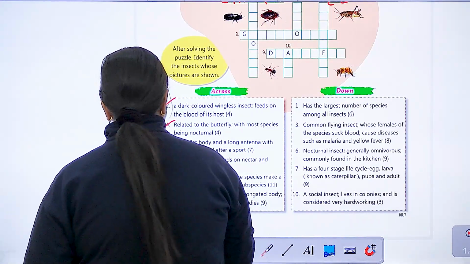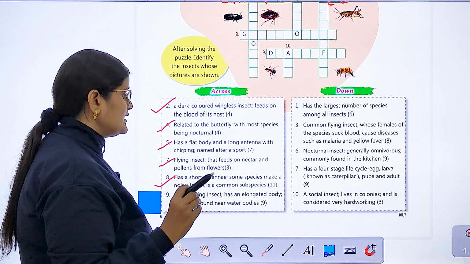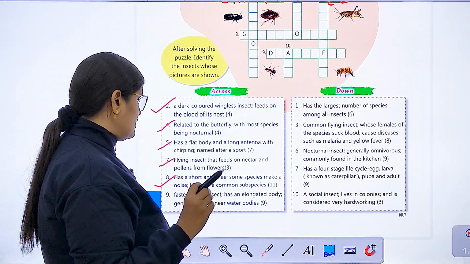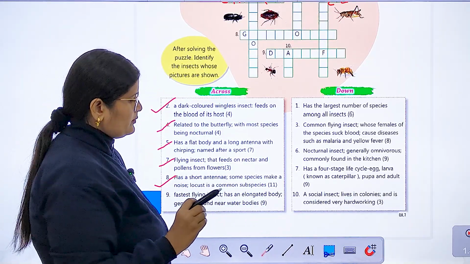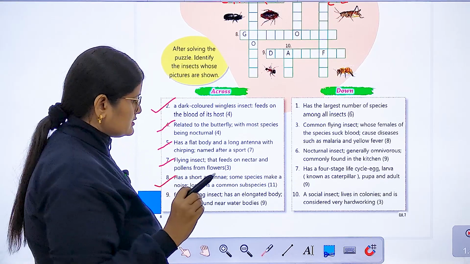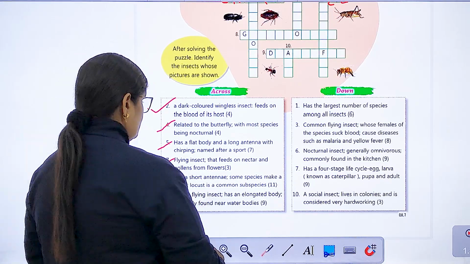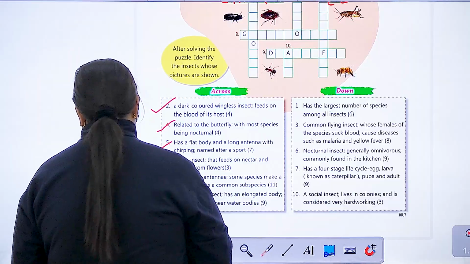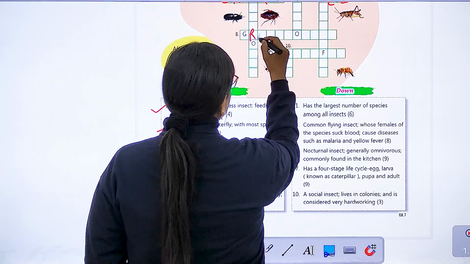Next, number 8. Has a short antenna. Some species make a noise. Locust is a common subspecies. Number 8. Grasshopper.